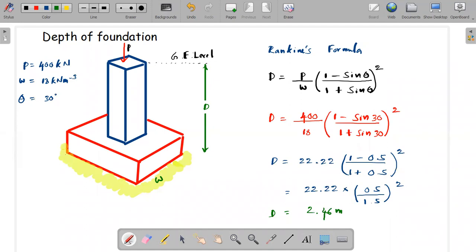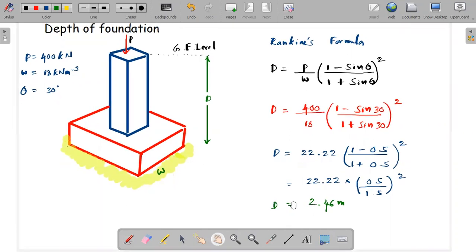Why did I put meters? Because I used all the units in SI units. Then the final answer also will be in SI units. The SI unit for length is meters. That means we found 2.46 meters should be the depth. Then normally we can say this as 2.5 meters. That means the depth of this footing should be equal to 2.5 meters from the ground level.